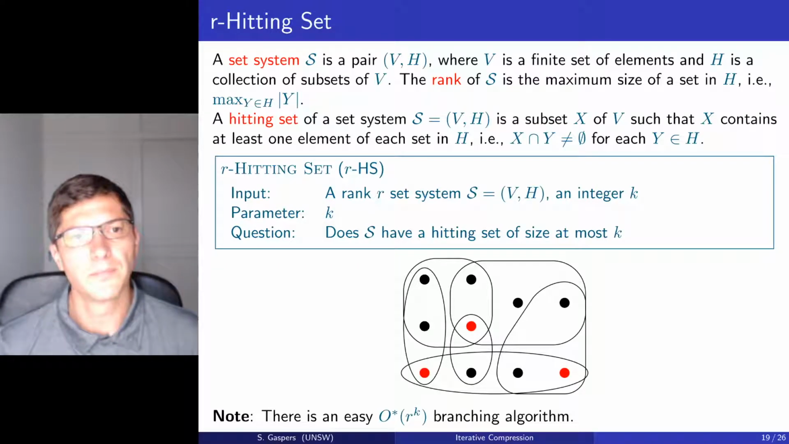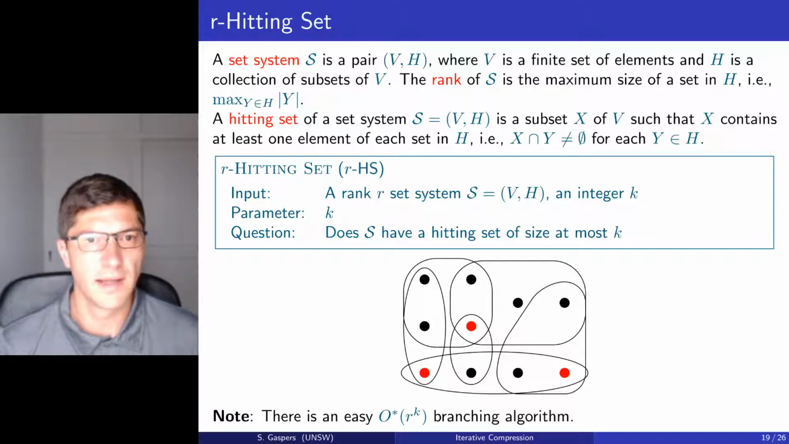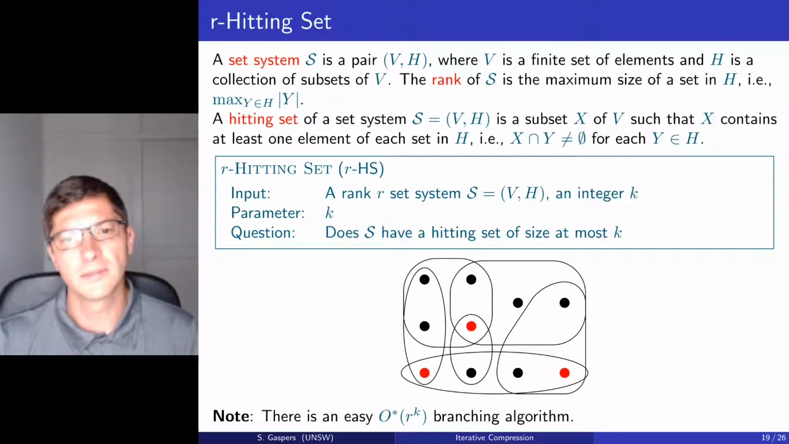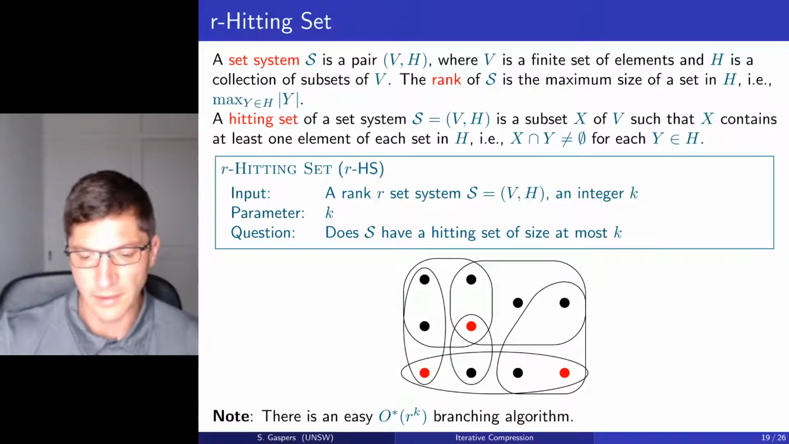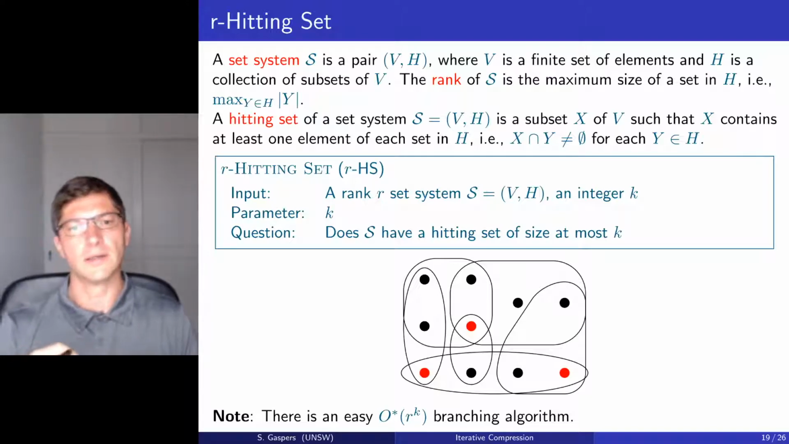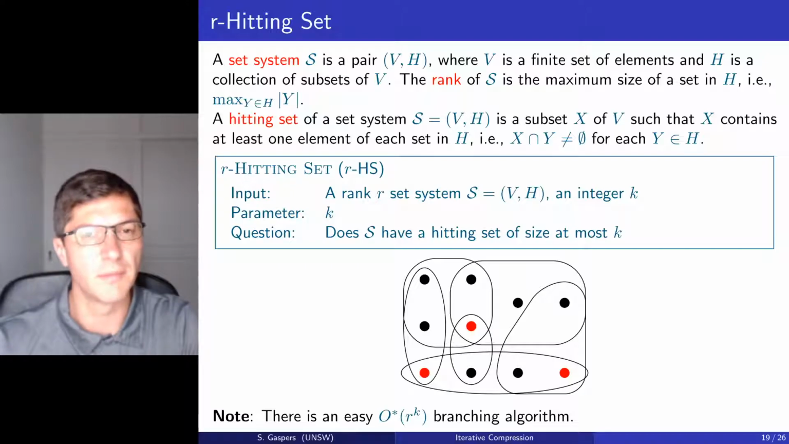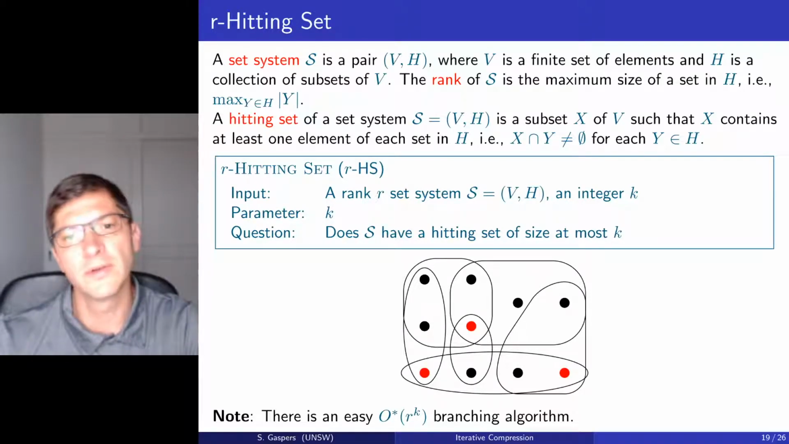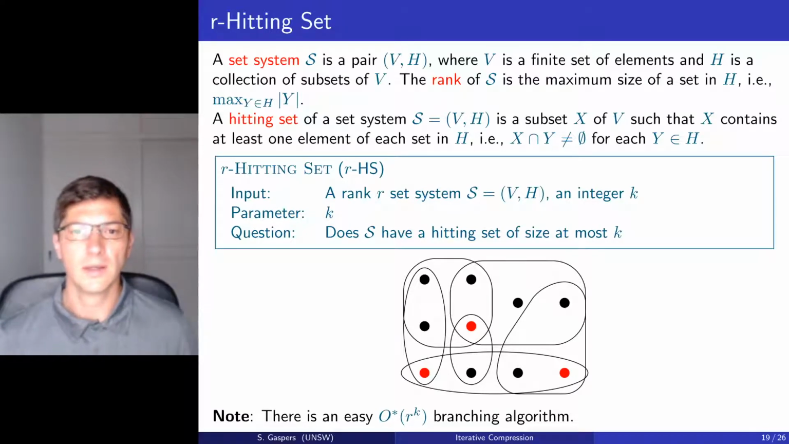So we know that in general, if we don't restrict the maximum set size, then hitting set is W2 hard. It's complete for W2. But if we restrict the maximum set size to some constant R, then actually there is an easy R to the power k branching algorithm. Because we could look at some set of size at most R, and we know that we have to hit this set. So there are only at most R many possibilities of choosing a vertex to hit this set. So we could branch into R subproblems where each time we add one of the elements of the set into our hitting set. But now we are going to try and do faster.